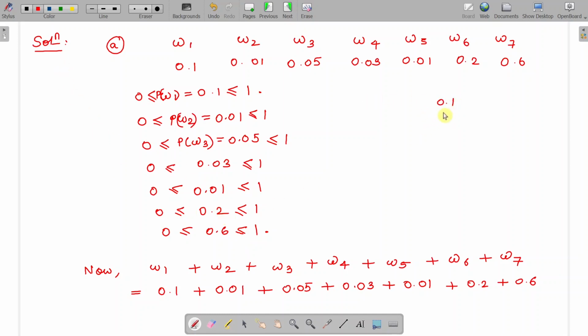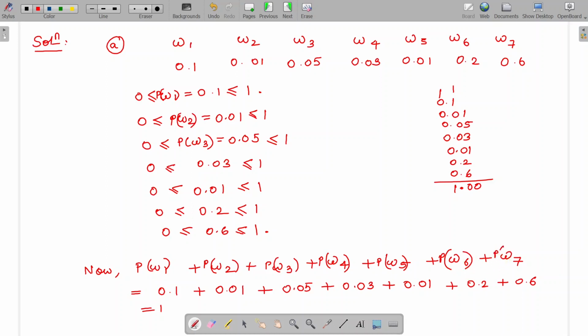Here we will take 0.1, 0.01, 0.05, 0.03, 0.01, then 0.2, 0.6. Okay, so 1 plus 1 is 2, 2 plus 3 is 5, 5 plus 5 is 10, 1 carried, 1 plus 1 is 2, 2 plus 2 is 4, 4 plus 6 is 10, and then 1 here, and so point. So we get 1, right? So the sum of all the probabilities is 1, right here.